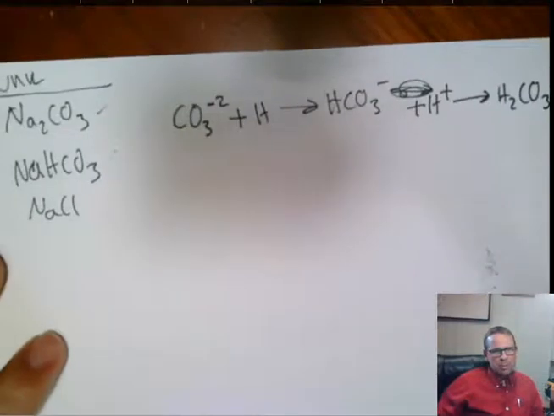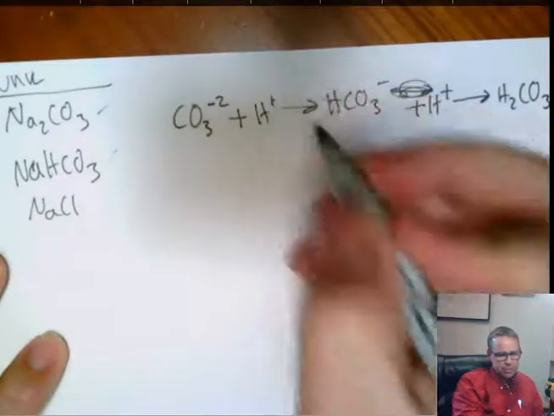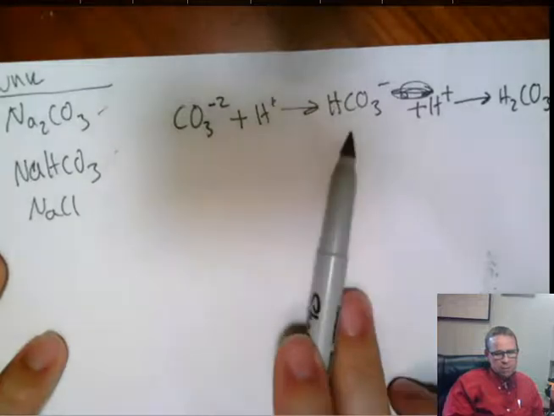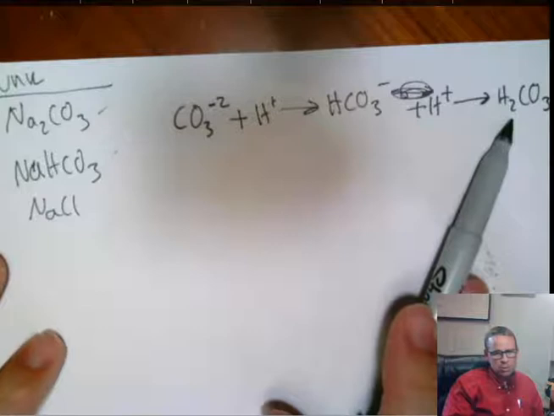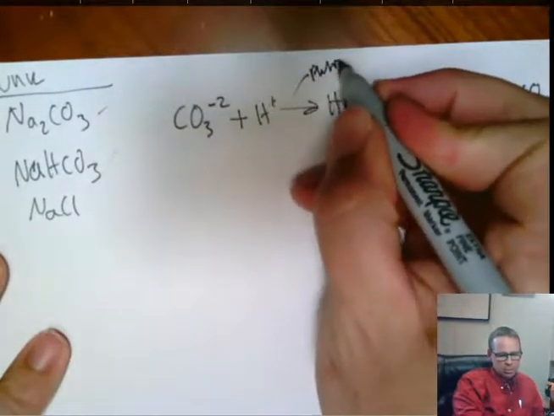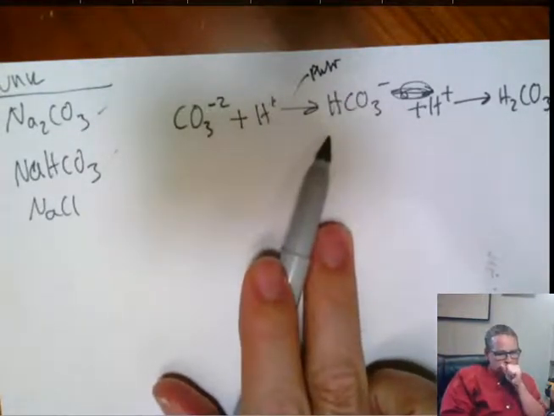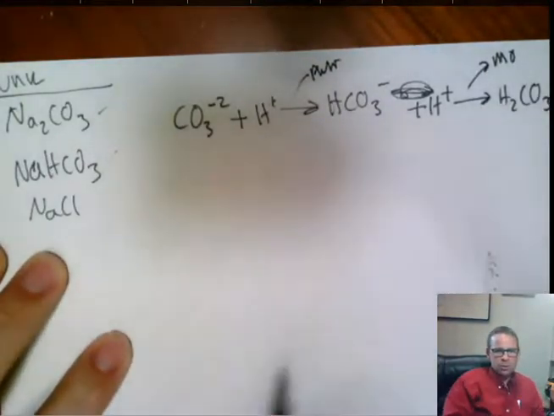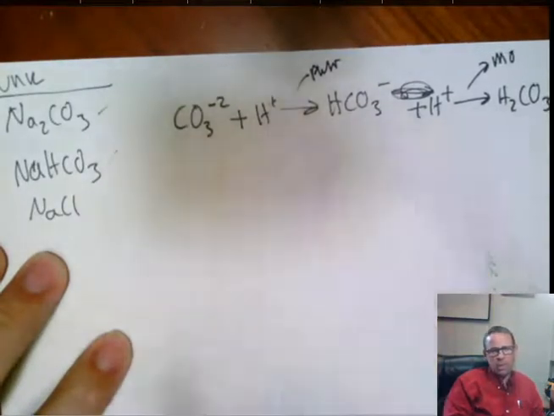So that's what will happen to our unknown as we add hydrogen ions in the form of HCl. First, the carbonate will take a hydrogen and form the bicarbonate, and then all the bicarbonate will take a hydrogen and form the carbonic acid. The phenolphthalein will turn colors once all the carbonate is gone. The methyl orange will turn colors once all the carbonate has been converted to bicarbonate and all the bicarbonate has been converted to carbonic acid.